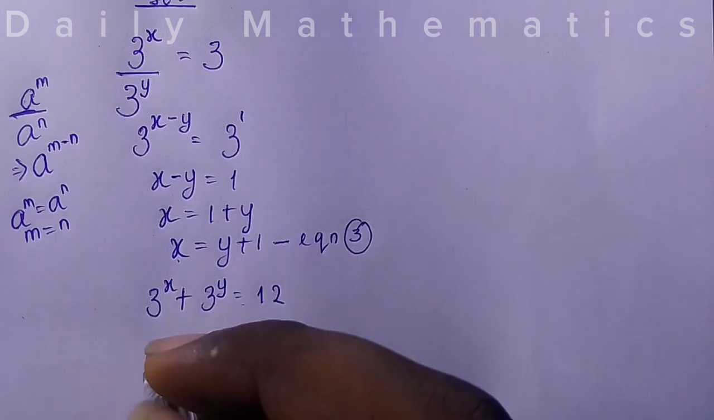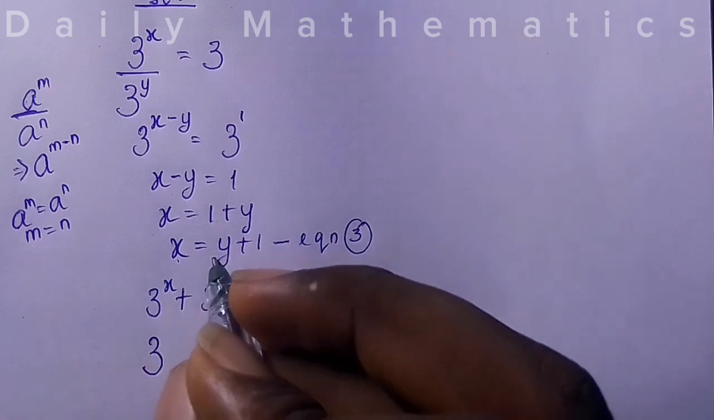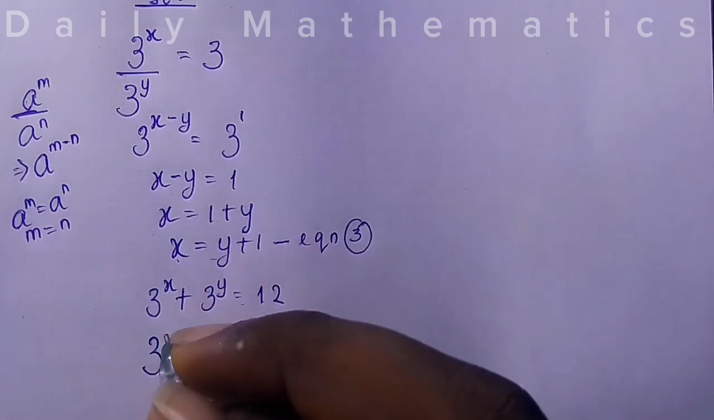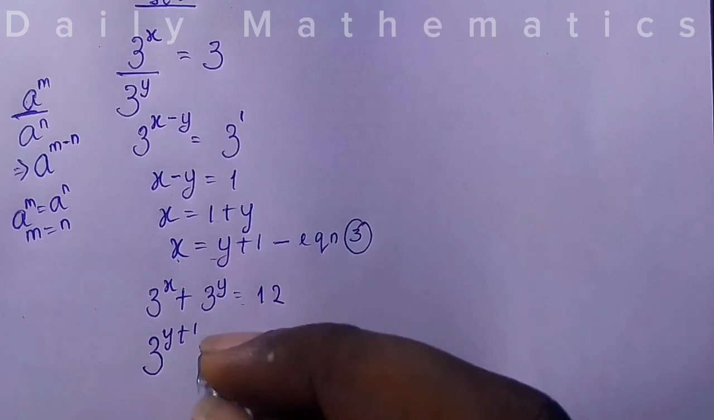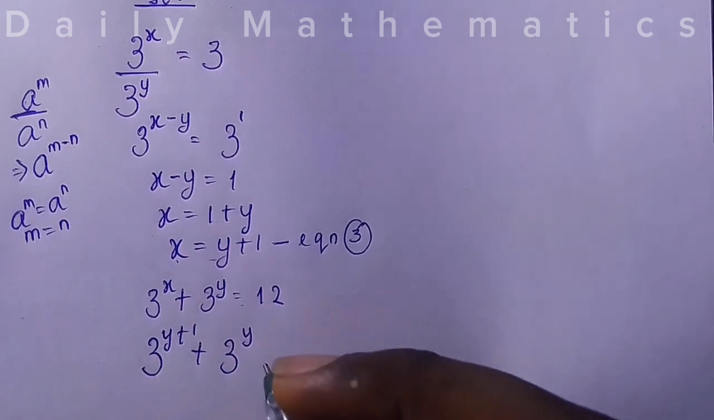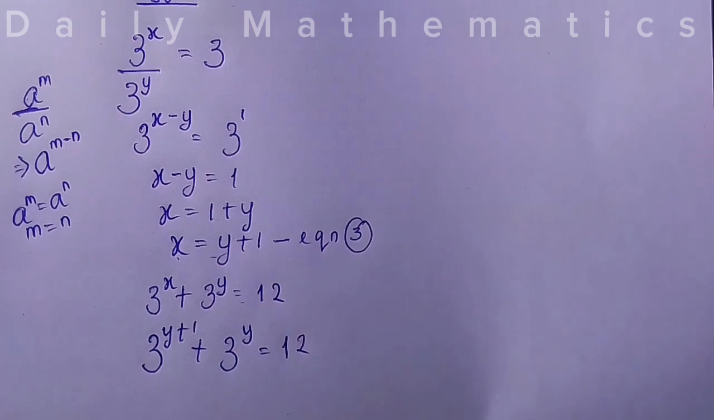So instead of writing 3^x, we'll now write y plus 1 in the power, because x equals y plus 1. So we have 3^(y plus 1) plus 3^y equals 12.